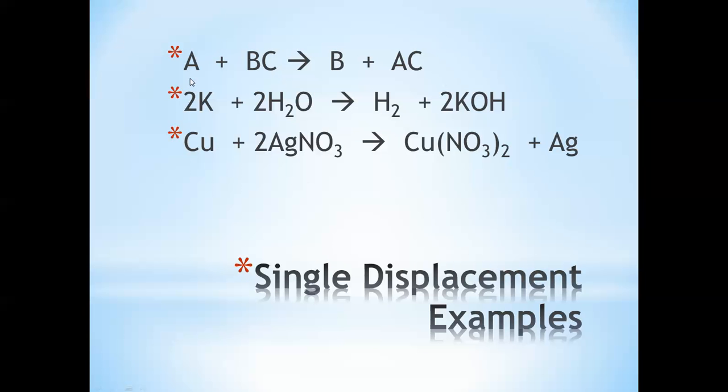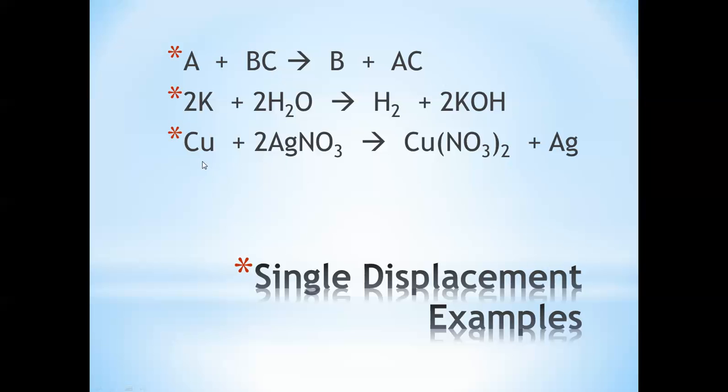An easy way to remember single displacement reactions would be A and BC yields B and AC. So in the second equation, you can see that potassium and water yields hydrogen and potassium hydroxide. In this case, potassium was alone, and now it is combined with hydroxide, the hydroxide ion. Hydrogen was with oxygen, and in this case, it is alone.